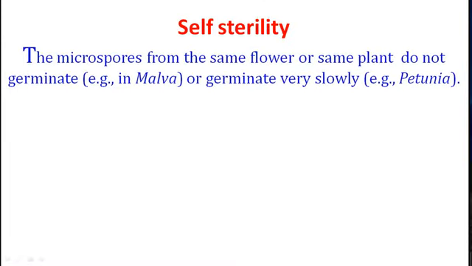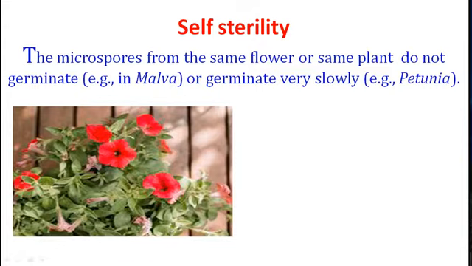Now the second case is self-sterility. In case of malva, the pollen grains coming from the same flower do not germinate. It becomes completely sterile and incompatible. But in petunia and tomato, the self-pollinated grains germinate but very slowly. Therefore, if some of the pollen grains come from another flower, they grow faster and successfully fertilize the ovules.